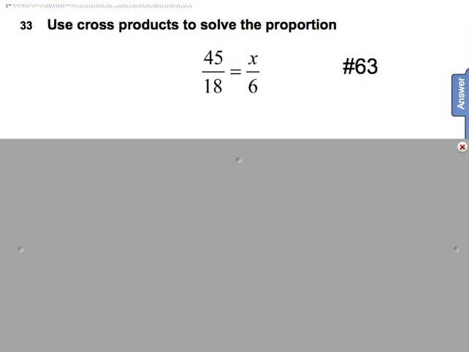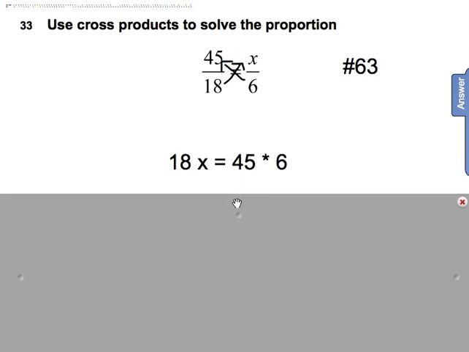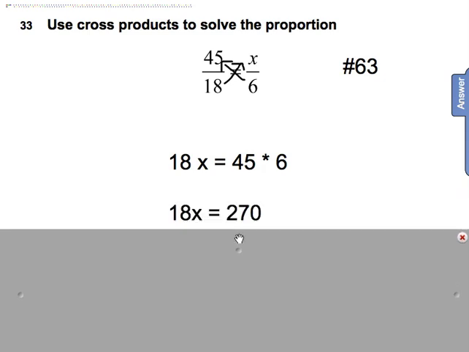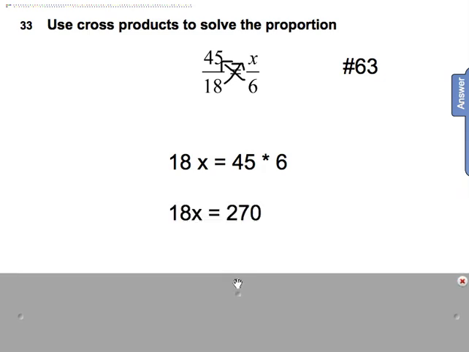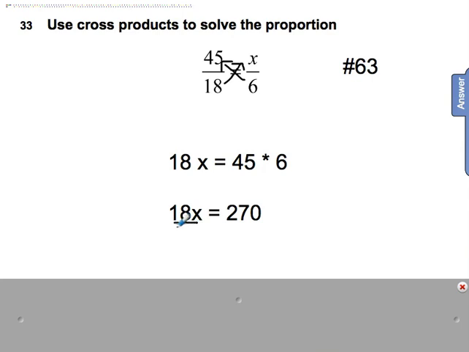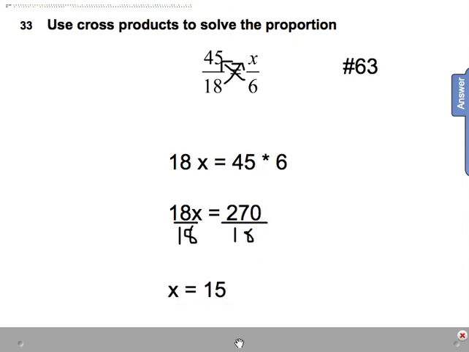Here's our last example together, and then you're on your own. Starting where I'm going to multiply by x, I'm going to do 18 times x equals 6 times 45. And 45 times 6 gives us 270. So if I divide by 18 on both sides, I get x equals 15.